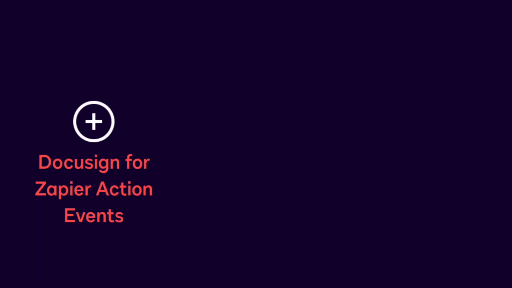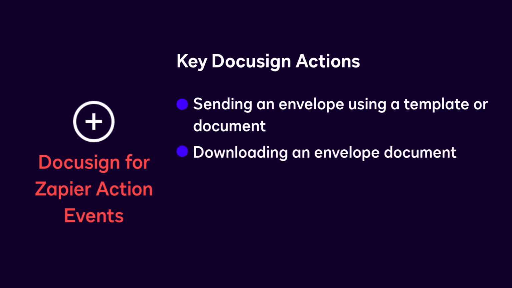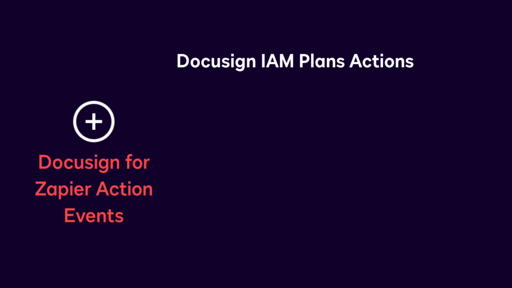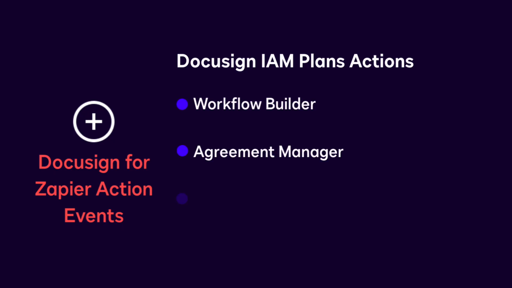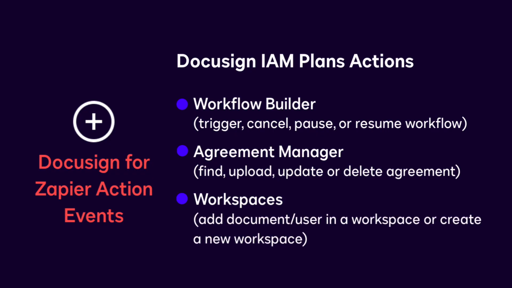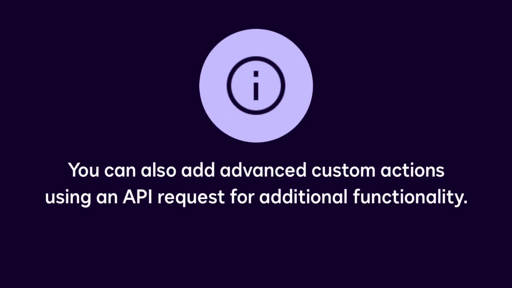The integration also includes many action events for key DocuSign actions, such as sending an envelope using a template or document, downloading an envelope document, or voiding an envelope. If you have a DocuSign IAM plan, you can also include actions for key Workflow Builder, Agreement Manager, and Workspaces actions. For example, you can automatically trigger, cancel, pause, or resume a workflow, find, upload, update, or delete an agreement in Agreement Manager, and add a document or user in a workspace, or create a brand new workspace. You can also add advanced custom actions using an API request for additional functionality.